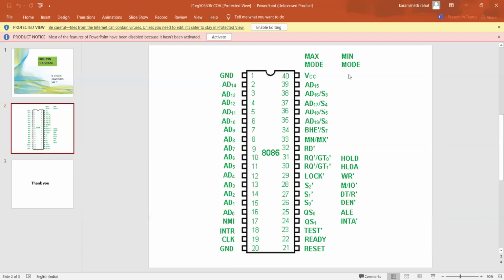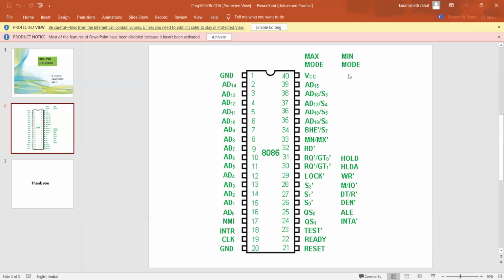BHE is the bus high enable. This says that when this pin is active, the data lines are active. RD bar is a read pin and it's an active low pin. When this is active, that is when this is 0, the data can be read from input devices.